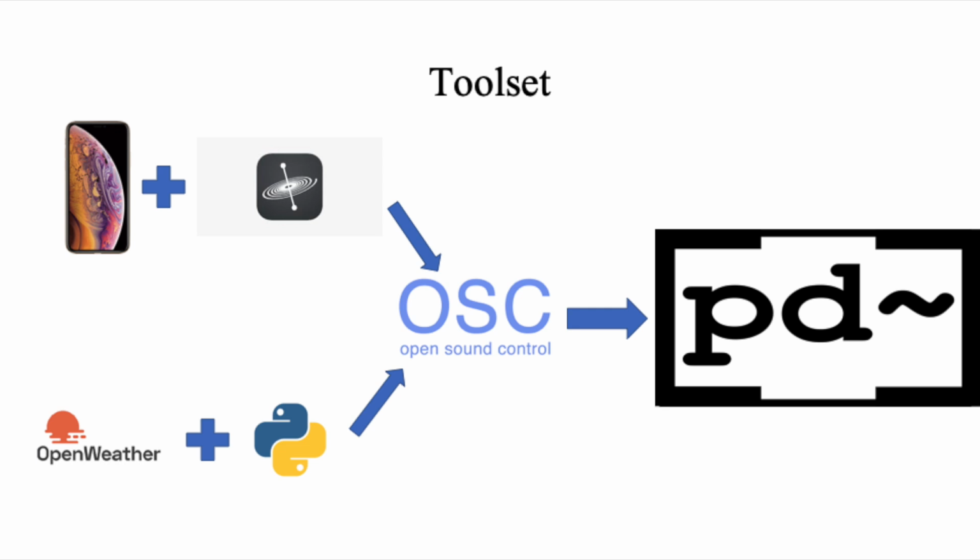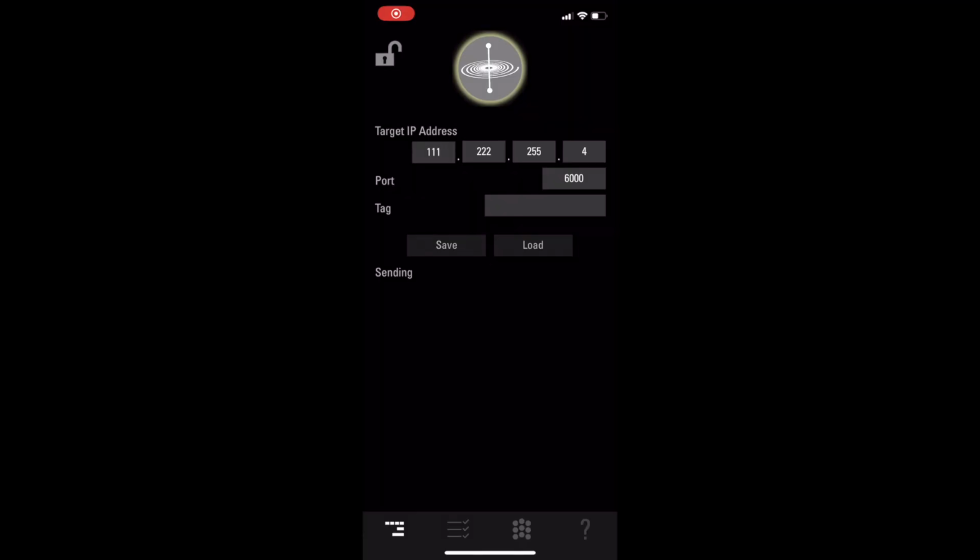Motion data is collected with an iPhone XS equipped with a Gyro OSC app, collecting data from the phone's gyroscope and passing them on. Environment data, namely weather and time, are collected in the programming language Python with the help of the Open Weather API. These components work synergistically to produce a motion-controlled ambient soundscape reflecting the instrument's environment. Let us now look at the construction of these components in more detail.